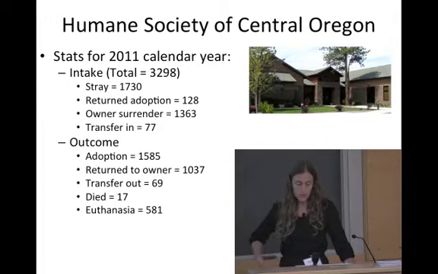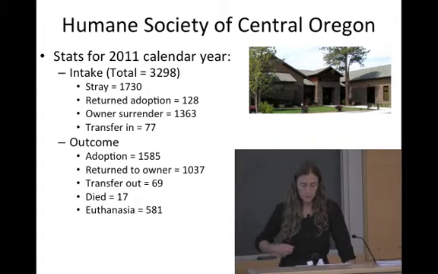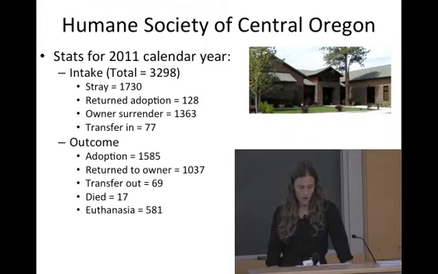So she was focusing on the Humane Society of Central Oregon. These are just their stats for the 2011 calendar year, and these are here really only to give you a sense of what kind of shelter this was. They also perform owner-requested euthanasias at this shelter, and that's not shown in these numbers as well.